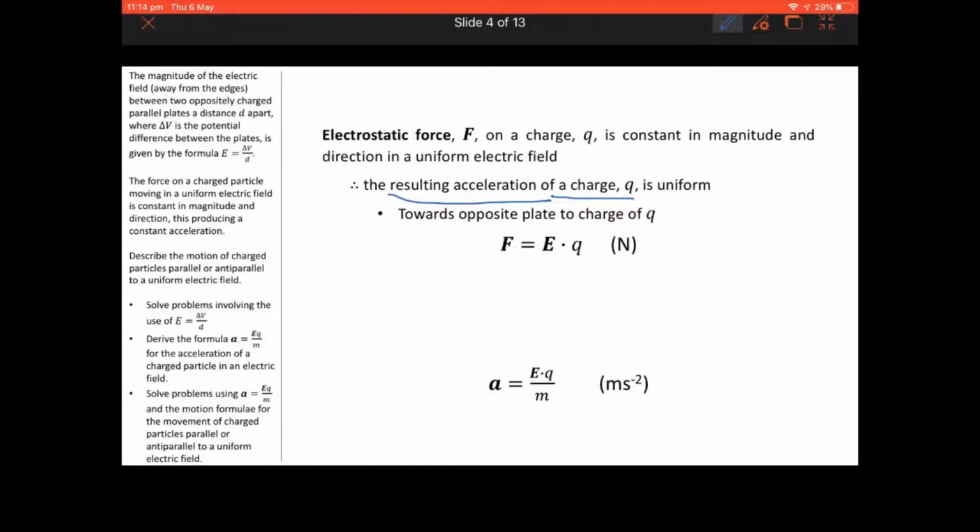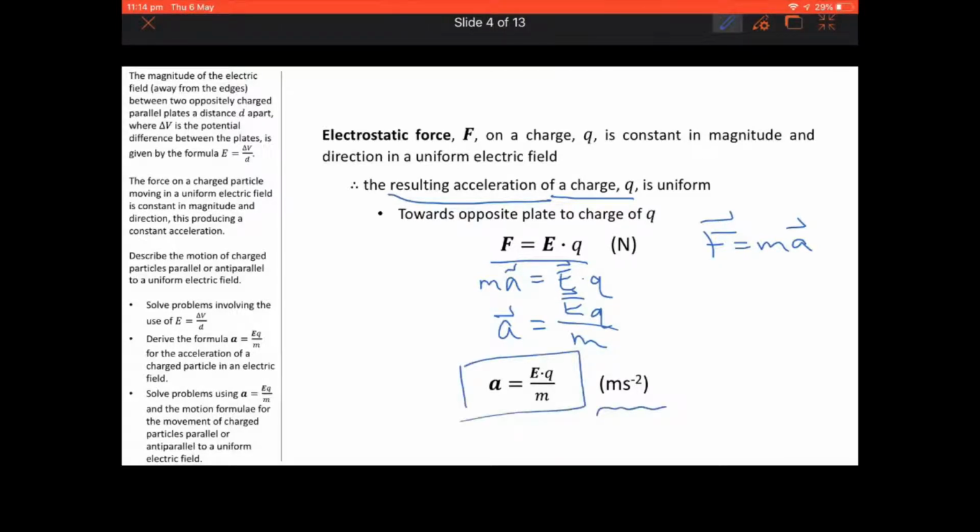So force is given by the strength of the electric field, and direction of the electric field, multiplied by the charge. From that, we know that F equals ma, so we can just sub that in. So ma equals electric field strength times the charge, and therefore acceleration is going to be equal to electric field strength times charge divided by the mass of the particle, and this is going to be measured in meters per second squared.